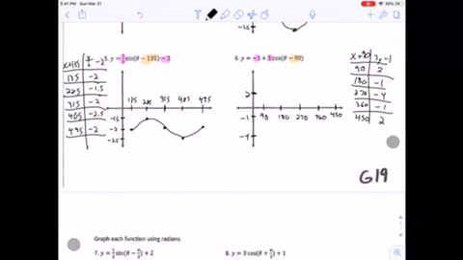And now just plot your points. Start at the top, to the middle, to the bottom, to the middle, to the top, and draw on your curve. And there is graphing those in degrees. And the last part will be with radians.